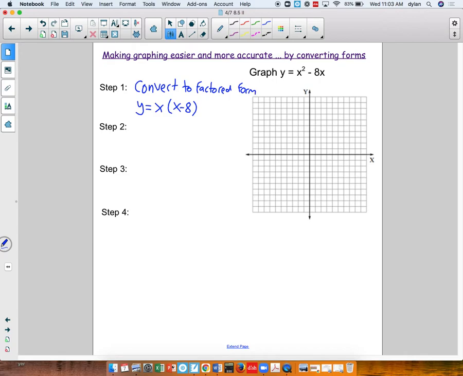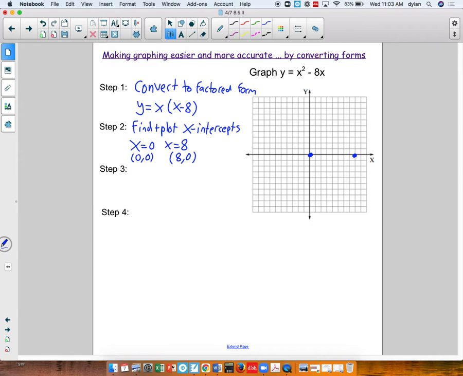So in step 2, we're going to find and plot the x-intercepts. So for this problem, our two x-intercepts would be x equals 0 and x equals 8. And we can think of those as points, right, because they're x-intercepts, so (0, 0) and (8, 0). So I'm going to find and plot those two x-intercepts. I'll put (0, 0) on my graph, as well as (8, 0) on my graph.